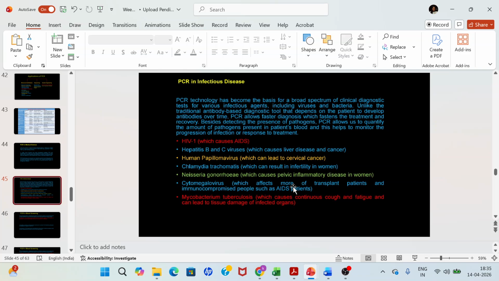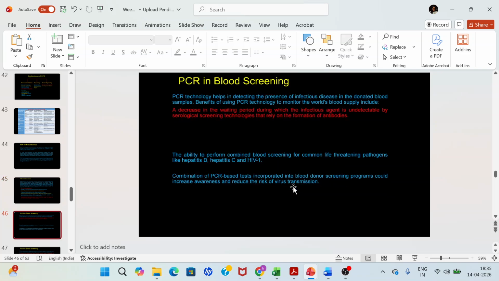Besides detecting the presence of pathogen, PCR allows us to quantify the amount of pathogen present in patients' blood, and this helps to monitor the progression of the infection or response to the treatment. So PCR is again very important in case of the infectious diseases also.